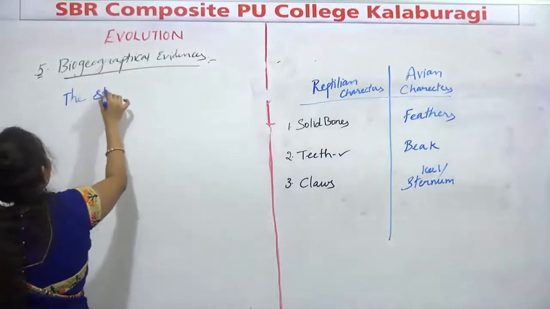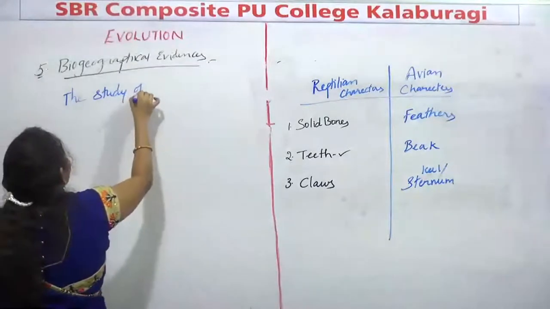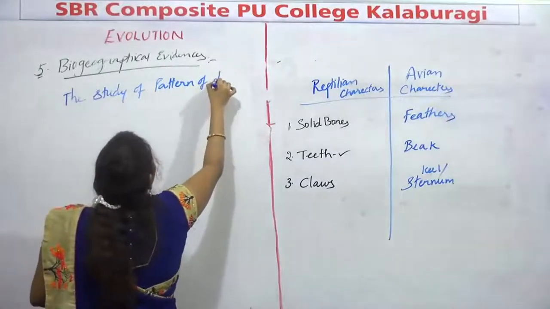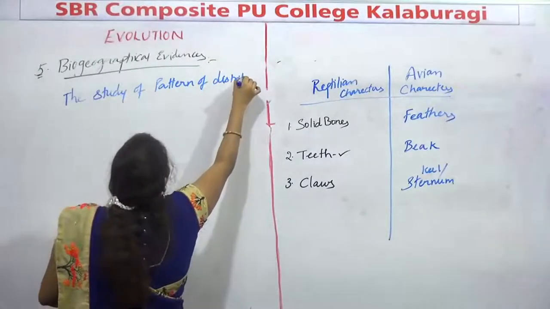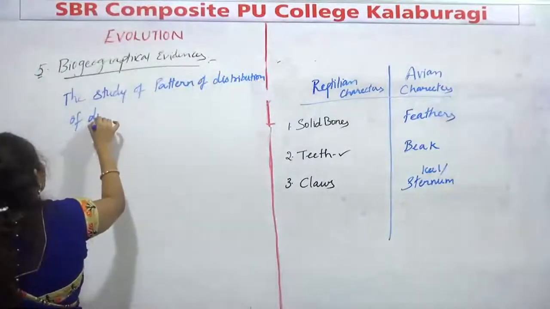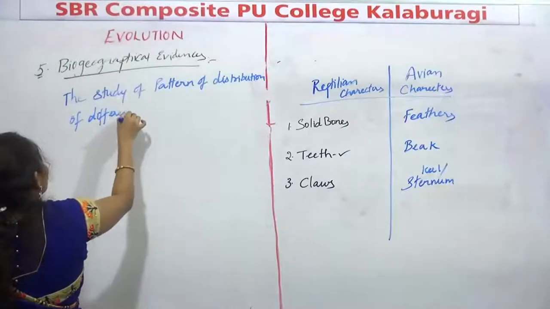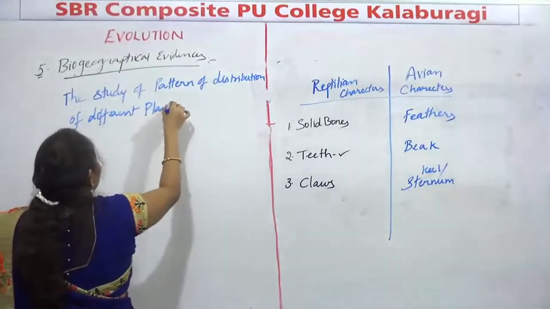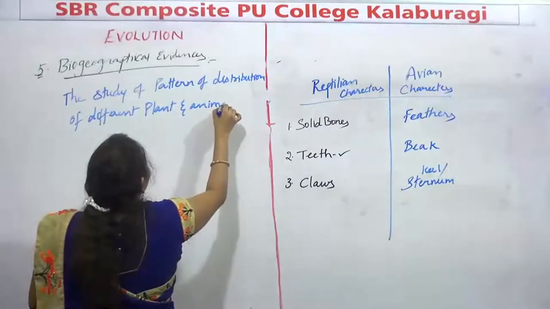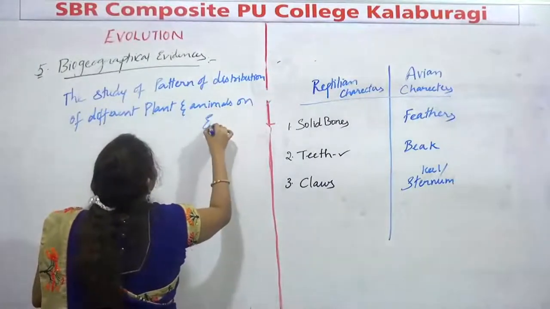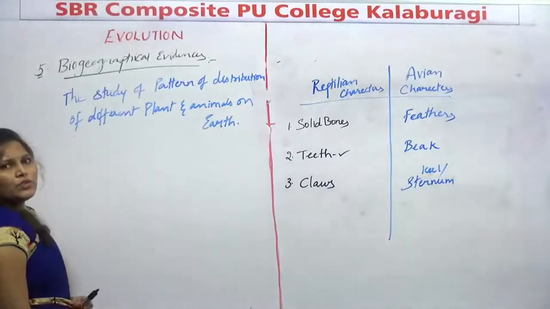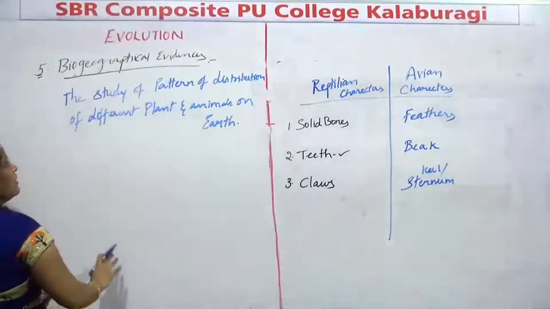The study of the pattern of distribution of different plants and animals on earth is known as biogeography.